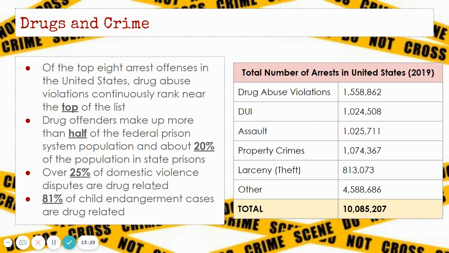Drug offenders make up more than half of the federal prison system and about 20% of the population in state prisons. So a huge amount of our prison population is people that have drug crimes on their record. Over 25% of domestic violence disputes are drug-related in some way. And 81% of child endangerment cases are also drug-related. So obviously a huge problem in the United States with drugs overall. Huge issues in terms of number of arrests, number of related crimes, and number of overall prison population related to drugs.